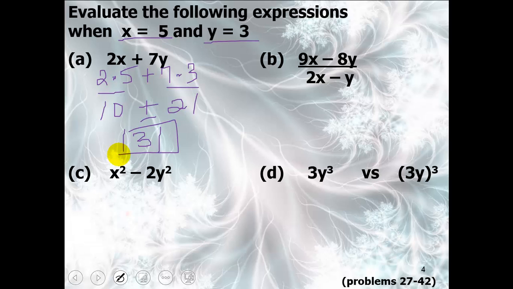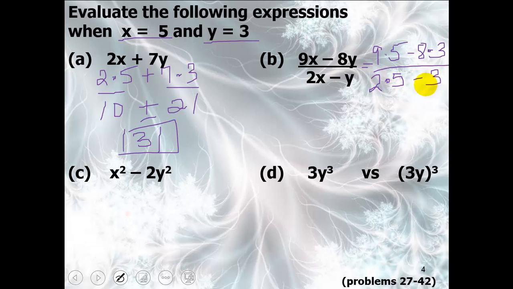All right, on example B, we're going to start the same way. We're going to plug in our numbers, and then we're going to simplify the top separately from simplifying the bottom, and then do our division at the very end. All right, so I have 9 times 5 minus 8 times 3. On my bottom, I have 2 times 5 minus 3.